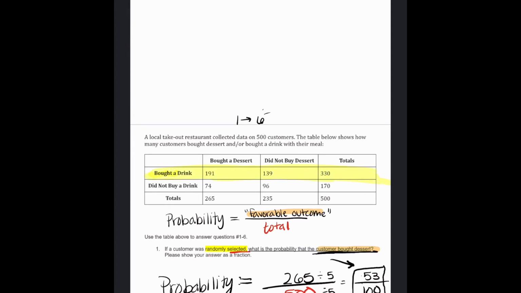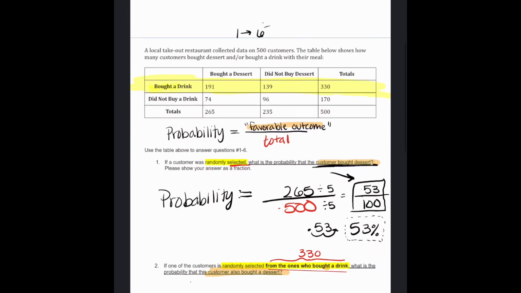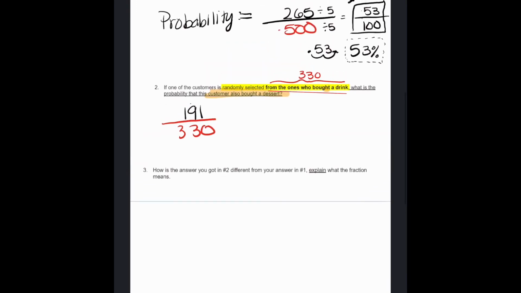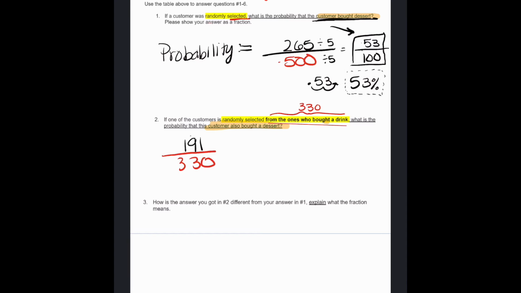So it's like, okay, if a customer was randomly selected from only this top row, what's the probability that they bought a dessert? Then it'd be 191. Okay, and that would be your probability fraction there. If you did want to show a little bit of work, you could show the favorable outcome, and you could even put what the favorable outcomes are if you want. I'm not sure if this can reduce. I'm going to see if 191 can divide by 3. It cannot. I don't think this is reducible. So we could go ahead and just make it 191 divided by 330.